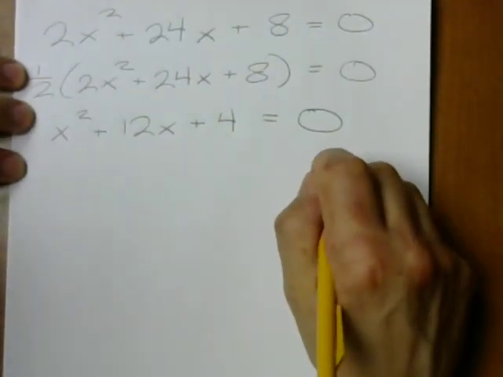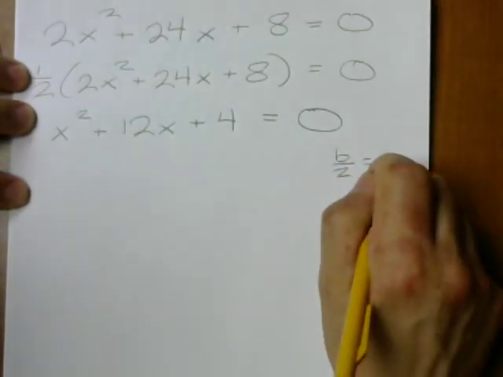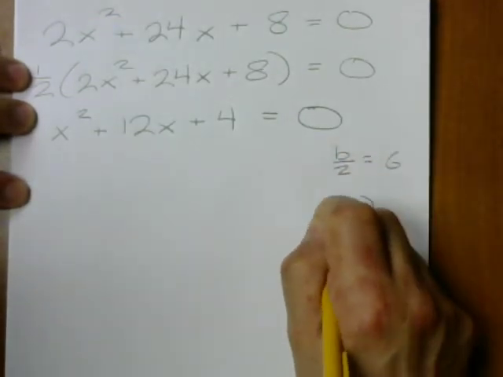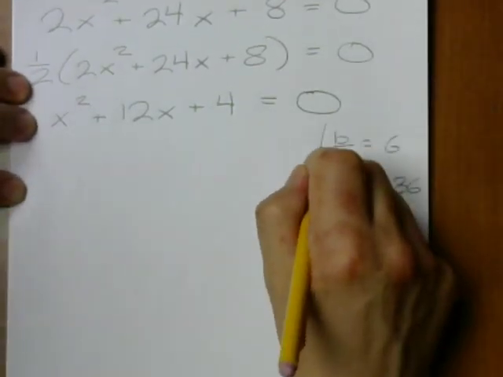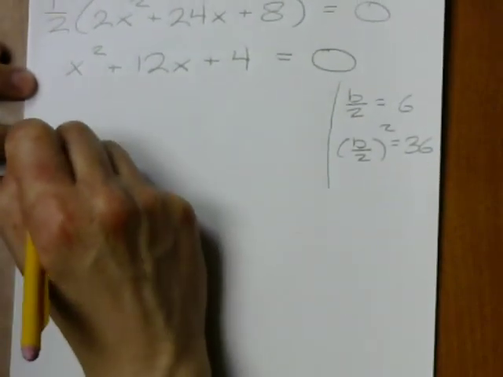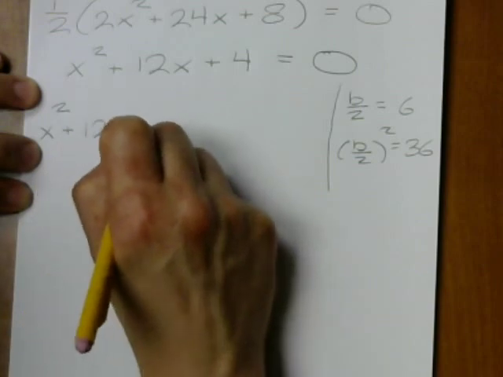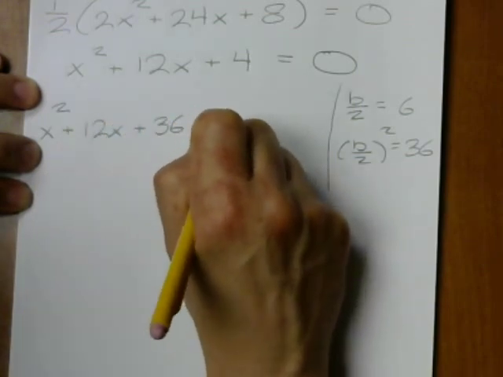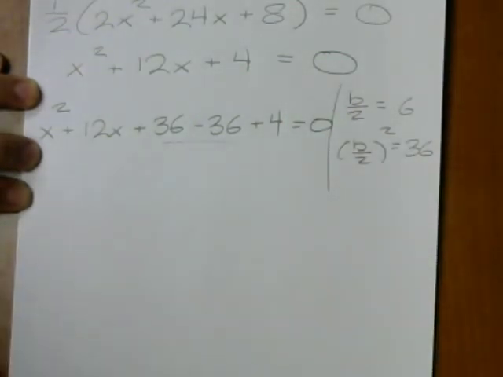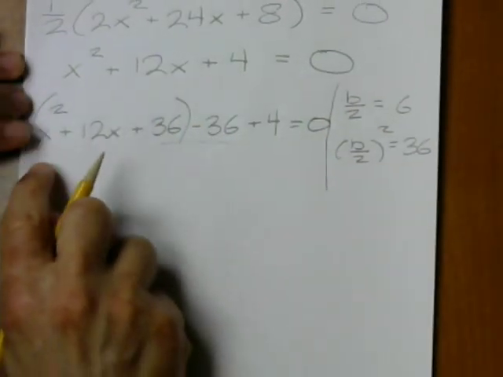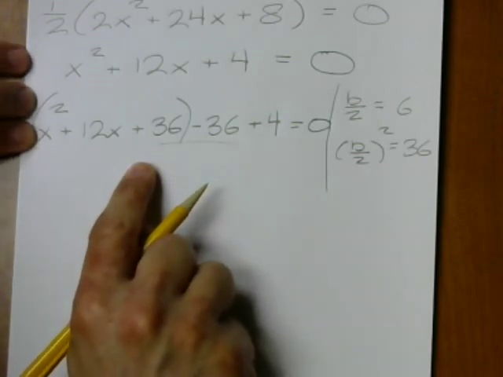So, now what we have to do is compute b over 2, where b is 12, so this is 6, and b over 2 squared, which is 36. So I now get x squared plus 12x plus 36 minus 36 plus 4 equals 0, because we're adding 0 here. And once we group, we always get x plus b over 2 squared.